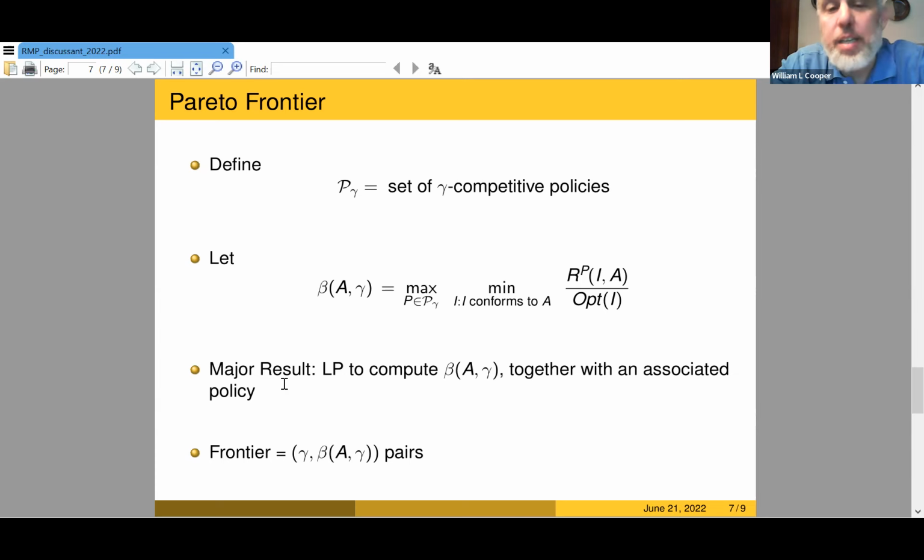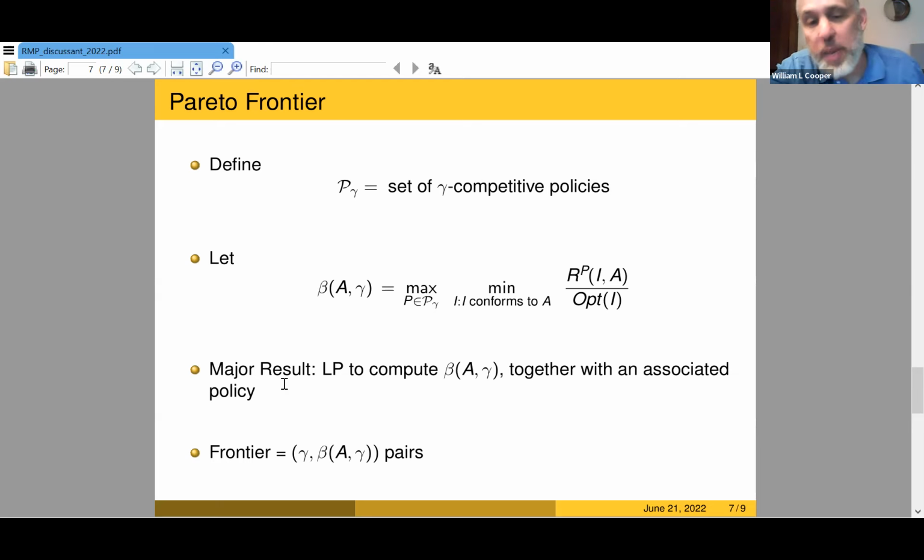This is giving me, so first I'm going to figure, for any particular instance, for any particular policy, how well does it do relative to the clairvoyant optimal on that instance. And then I'm going to maximize over all policies in the set of gamma competitive policies. So for a particular value of gamma, gamma competitiveness, it's giving me the best level of consistency for this particular advice.